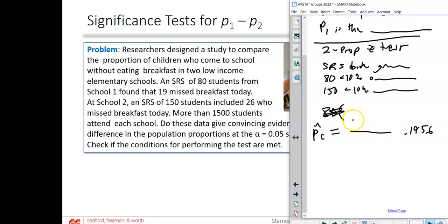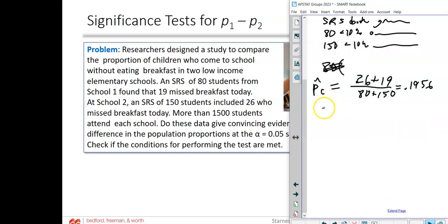It's adding up the 26 plus 19, in either order, and then the 80 and the 150, adding those in either order, and you get this pooled value of 0.1956. So we're going to use that pooled value when we do 80 in the first one, 80 times 0.19. I think we can round that up to 0.196 there. So 0.196, that'd be okay.